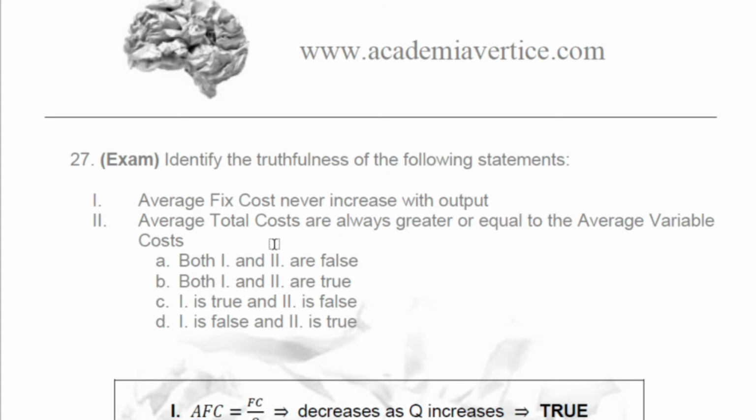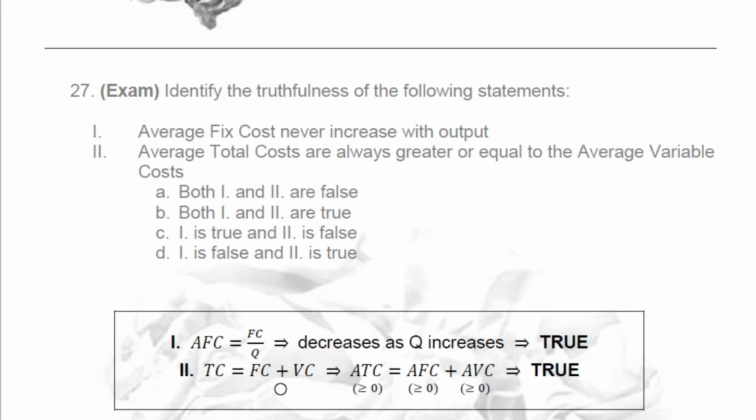Average total cost is always greater than or equal to the average variable cost. Well, that's true because total cost is fixed cost plus variable cost. If I divide them by q, we have average total cost equal to average fixed cost plus average variable cost. And as they are positive or zero but not negative, average total cost must be equal to average variable cost if average fixed cost is zero, or greater if it is positive. So clearly B, it's true, it's correct.